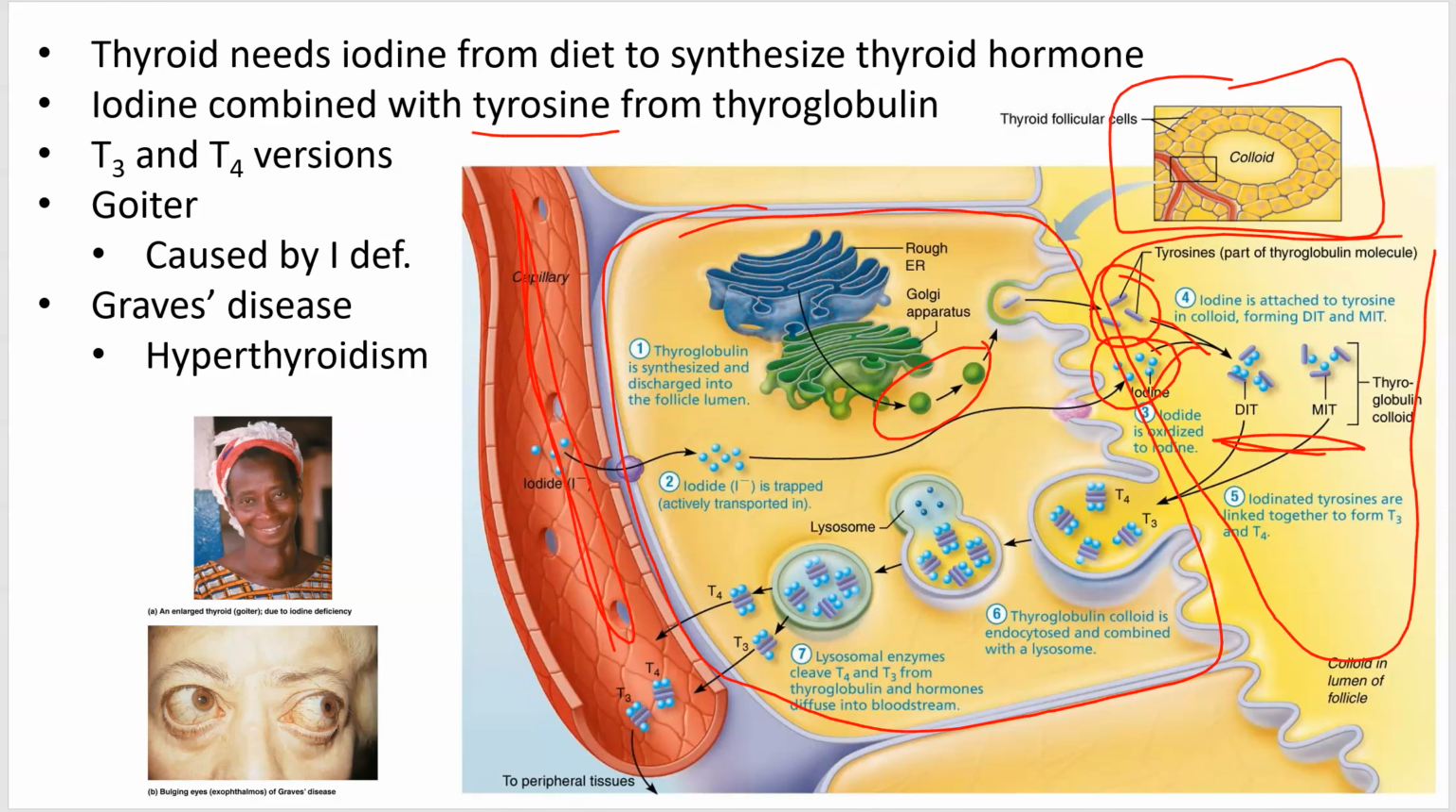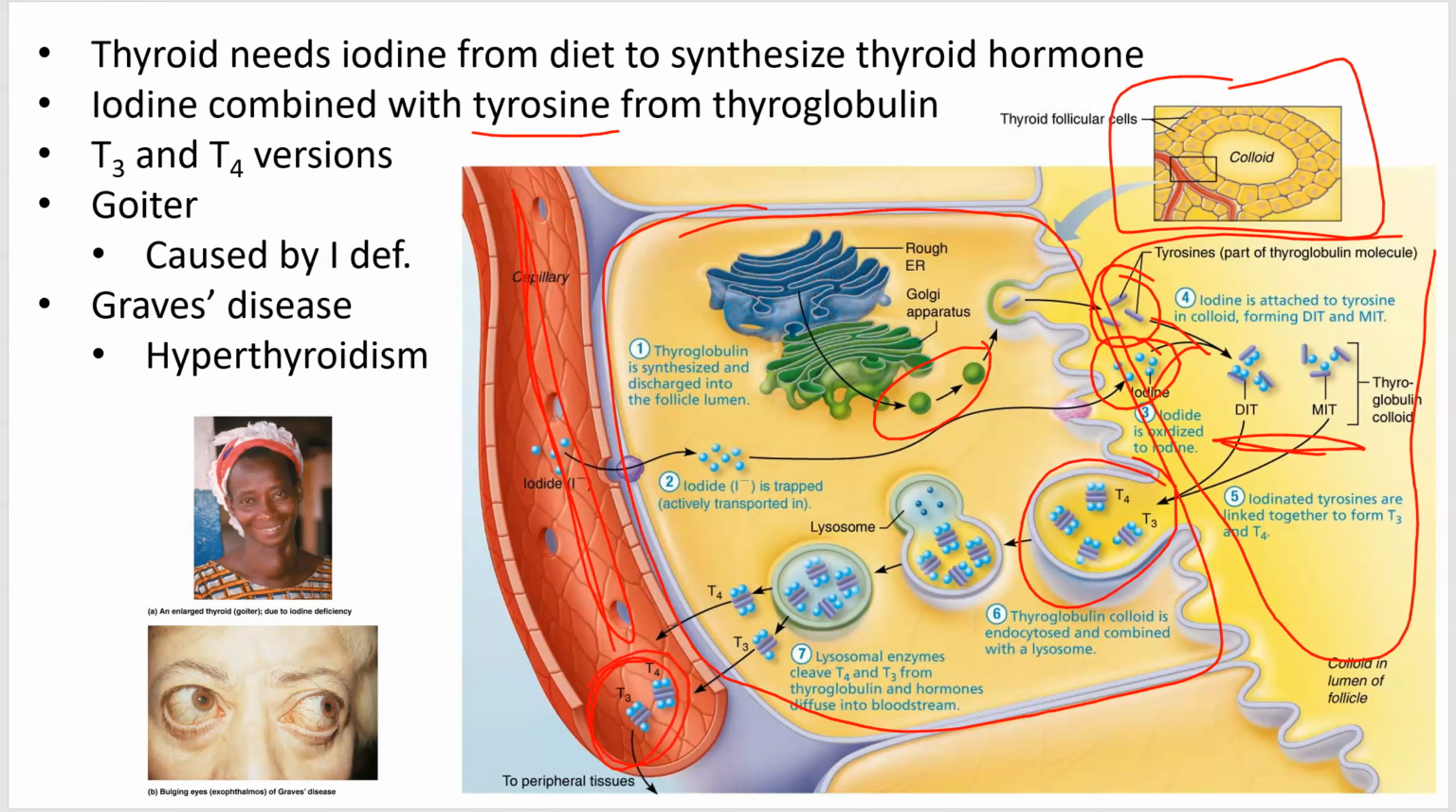MIT and DIT, that's monoiodothyronine. But that's T1. MIT is T1. DIT is T2. If you put a T2 and a T1 together, you get T3. If you put two T2s together, you get T4. Those are just variants of thyroid hormone, but we'll just call them all thyroid hormone, or you can call them thyroxine.